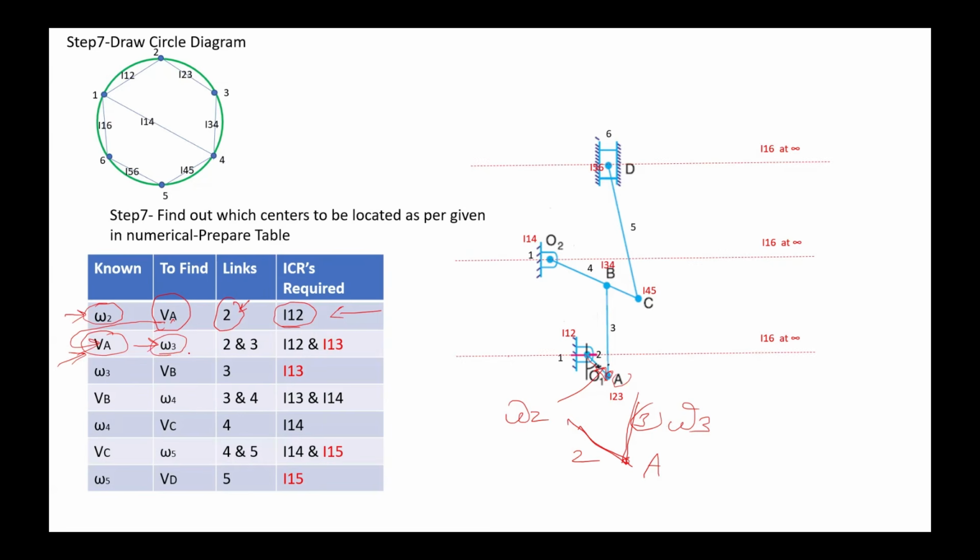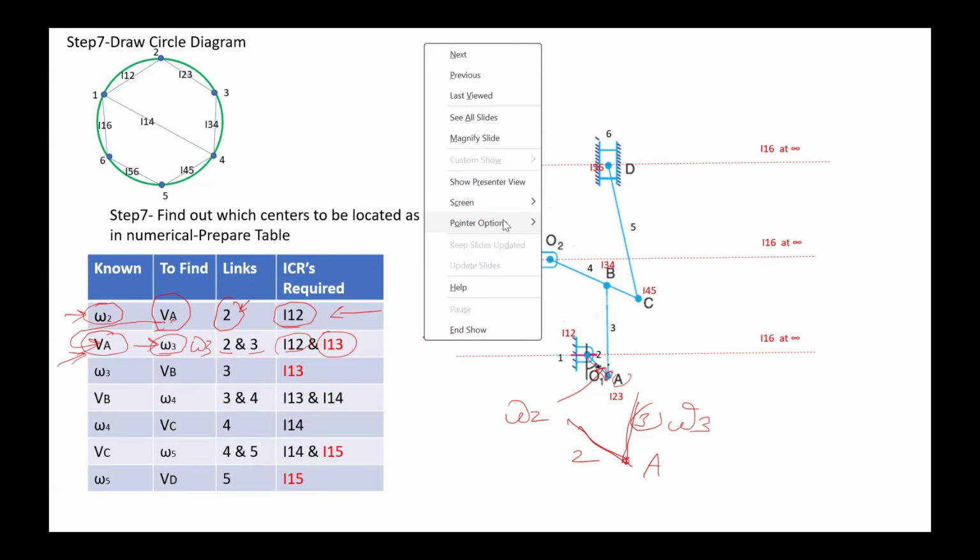Now for omega 3, point A is appearing on link 2 and link 3, which I have written in the link column. Now what are the ICRs related with 2 and 3? ICR 1,2 and ICR 1,3. These are the two ICRs which are related with links 2 and 3. Now what did we get here? Omega 3 we got here. Now after getting omega 3 here, omega 3 is known.